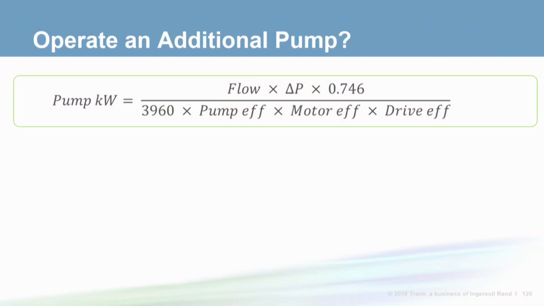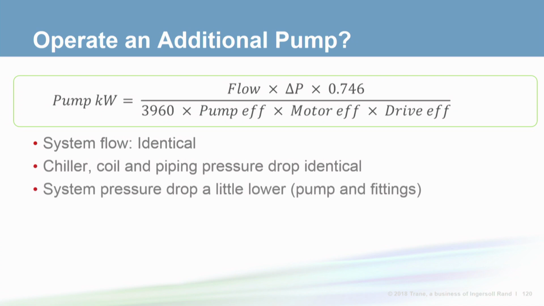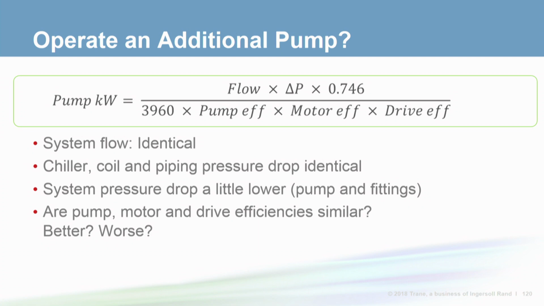So is operating an additional pump beneficial? The system flow rate doesn't change. Almost the entire system pressure drop is identical. There's only a small change in system pressure drop between the pump return and supply manifold, and without study, we don't know if the pump, motor, and drive efficiencies are better or worse at reduced pump speed.